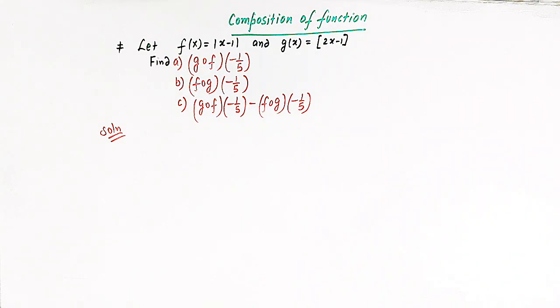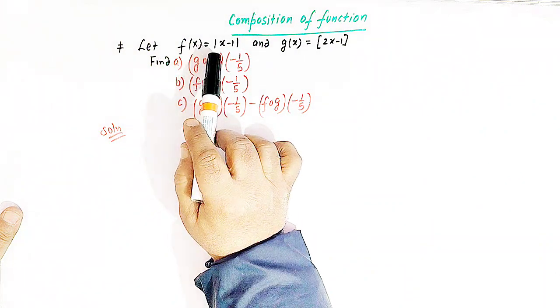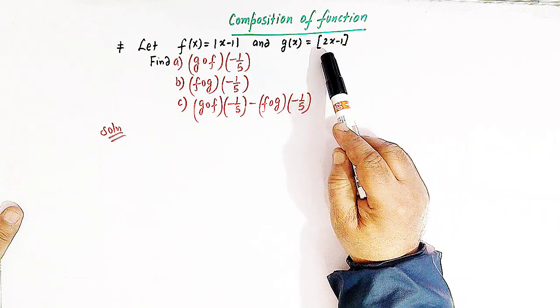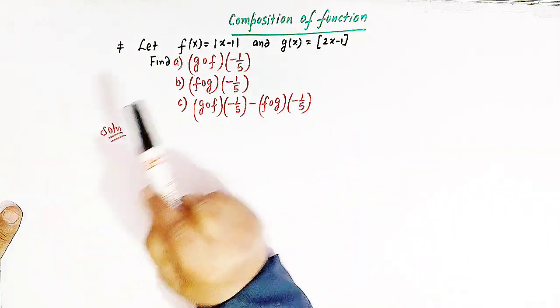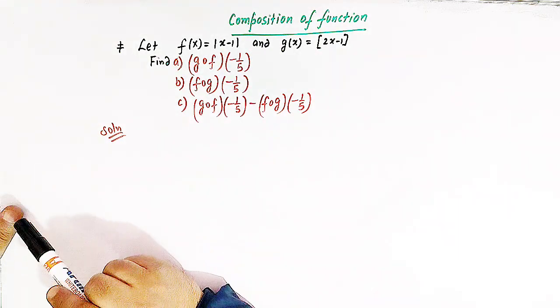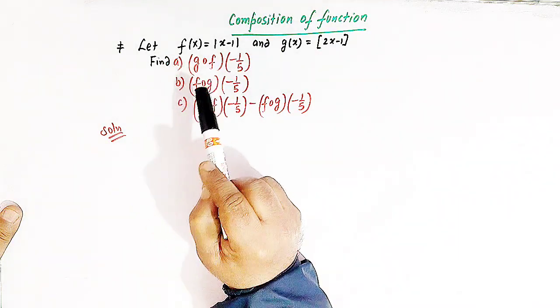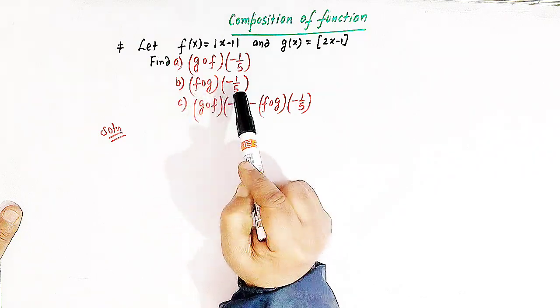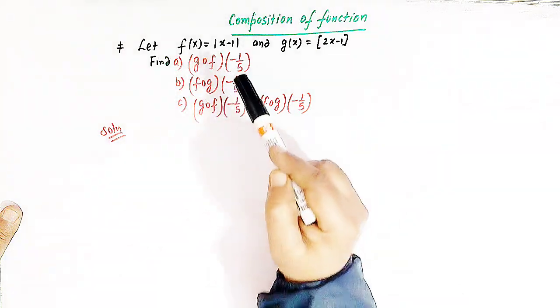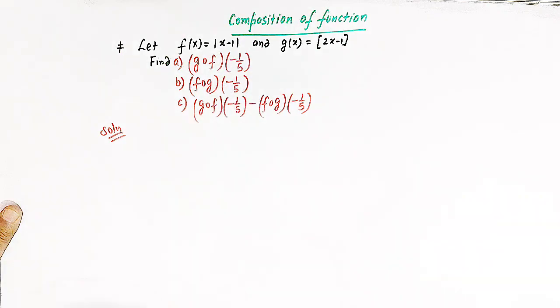Hello, viewers. In today's session, we are going to discuss one very important problem from composition of functions, right? So here we have two functions, f of x, which is mod of x minus 1, and g of x, which is greatest integer of 2x minus 1. And we have to find the composition of g and f when x is minus 1 over 5, and in the second part we have to find the composition of f and g when x is equal to minus 1 over 5, and in the third part we have to find the difference of these two values, right?